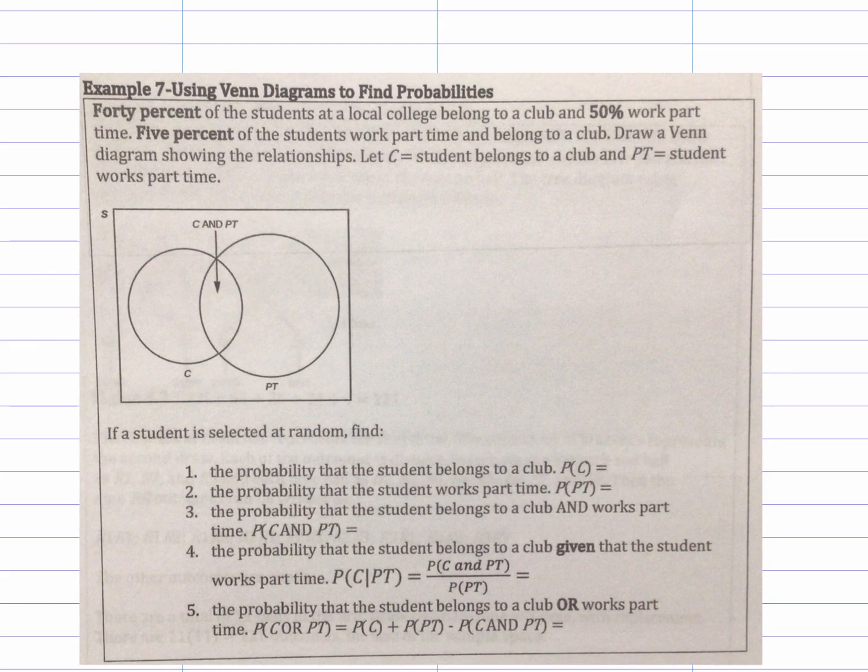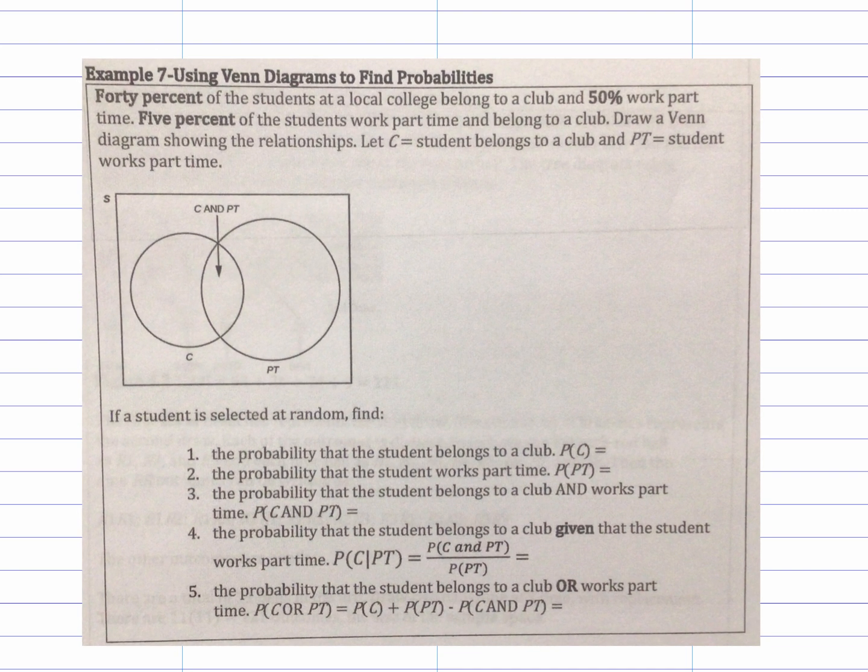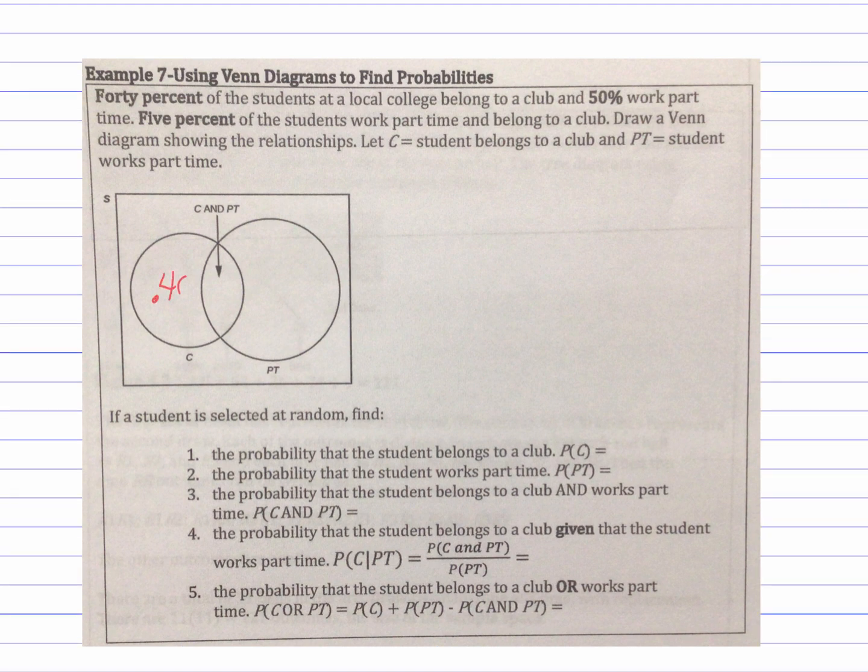All right, example 7. Now we're going to use Venn diagrams to find probabilities. It says 40% of the students at a local college belong to a club, and 50% work part-time. So I'm going to add those in here. So we've got 0.4. And I thought they did a decent job at making the circles scaled so that the part-time work was larger than the clubs, but you don't have to do that. 5% of the students work part-time and belong to a club, and 5% is 0.05. Draw a Venn diagram showing the relationships, and we've got one there.